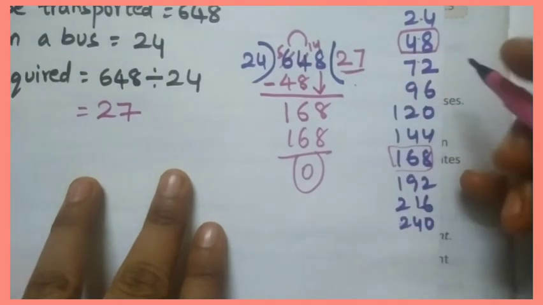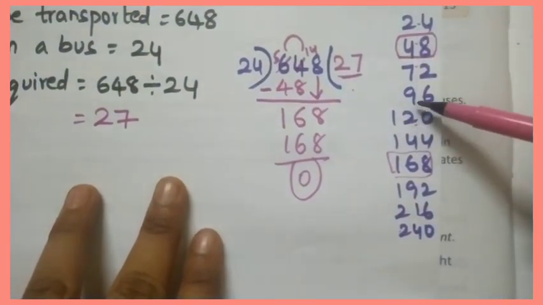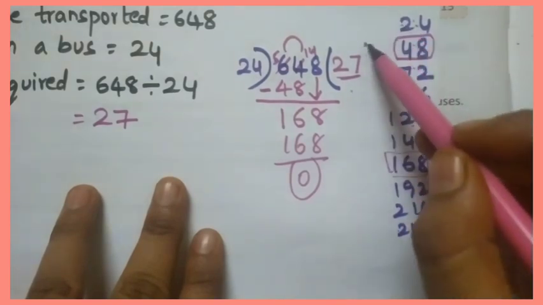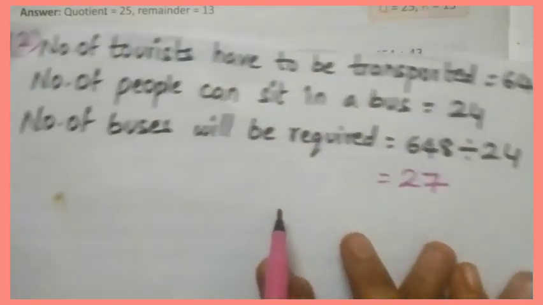You have to write this also, and if I wrote this table directly here, you can also write it like this, the 2 table and 4 table, by that you can write. Okay, this is the second answer.